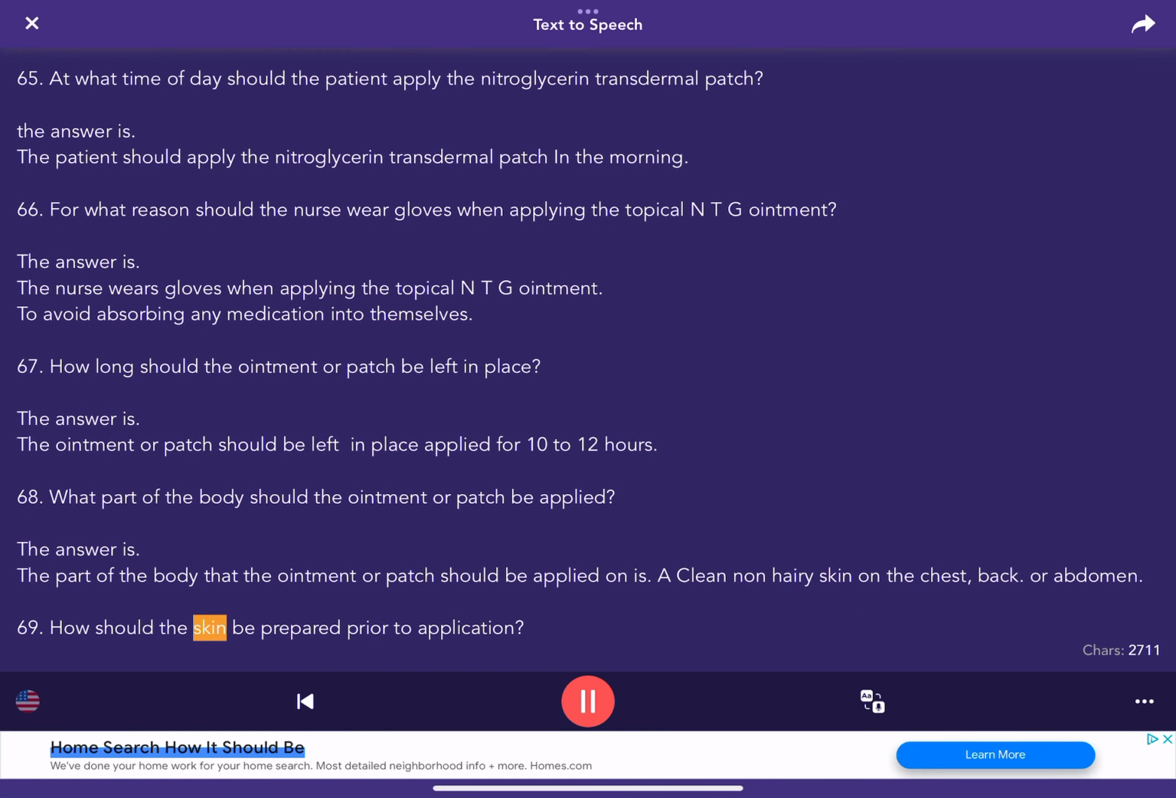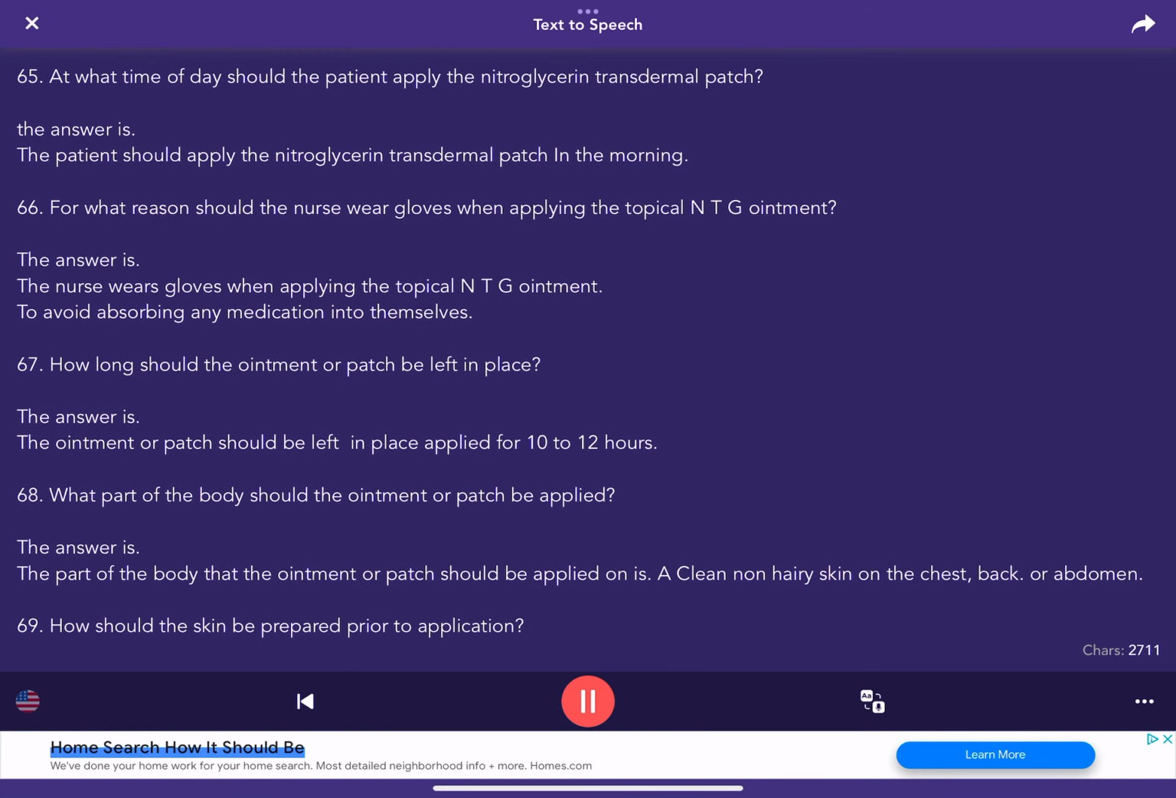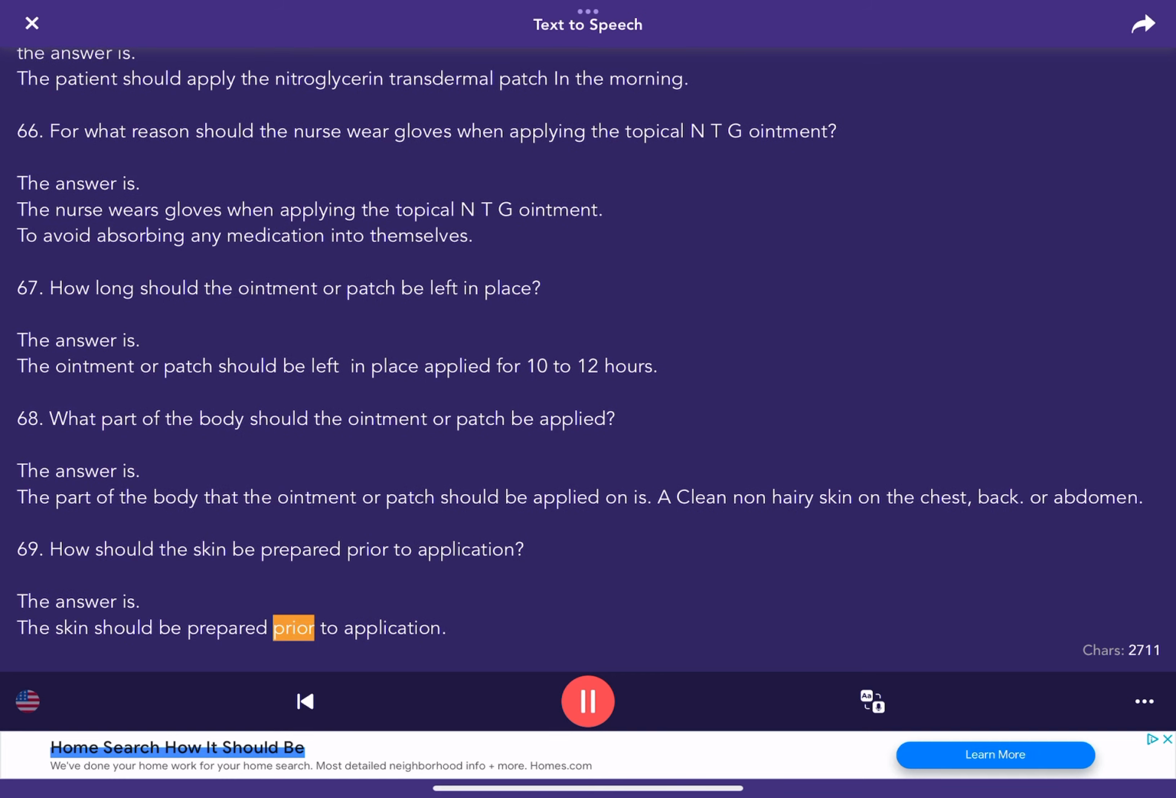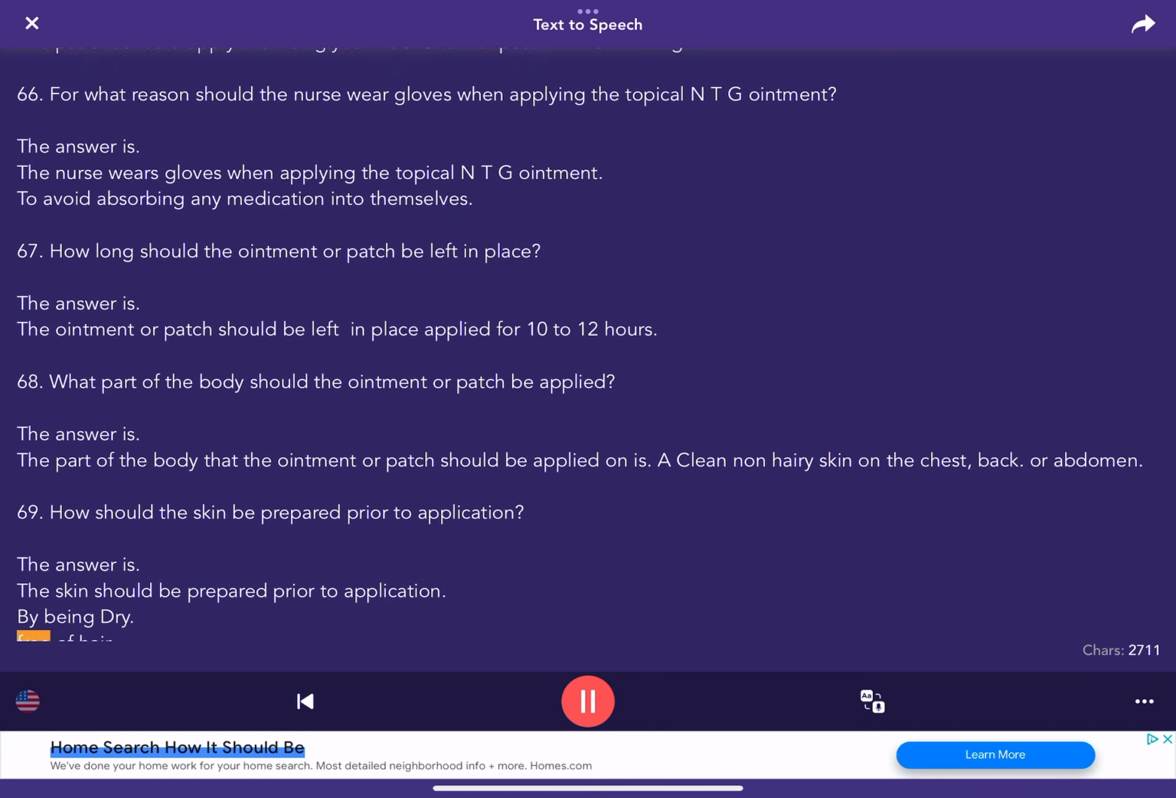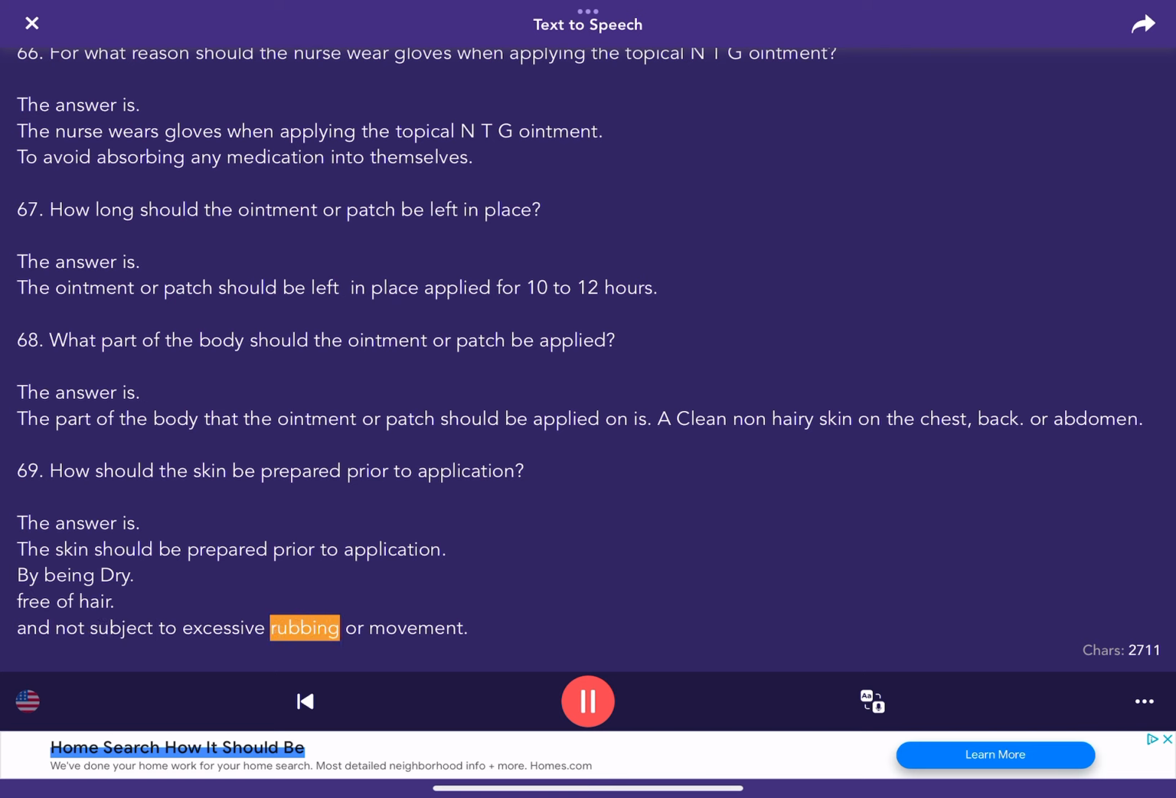69. How should the skin be prepared prior to application? The answer is, the skin should be prepared prior to application by being dry, free of hair, and not subject to excessive rubbing or movement.